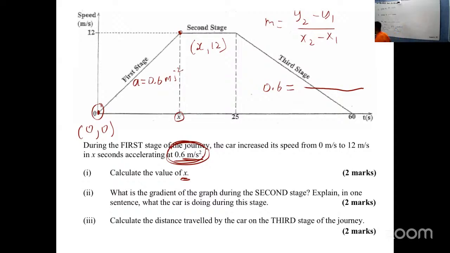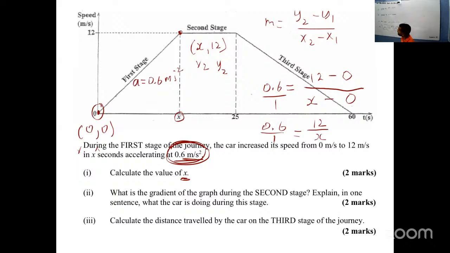Right, so you'll end up with 2 fractions, cross multiply and solve. Remember you have y2 on top here, x2 on top there, and you have x1, y1. So y2 is 12, y1 is 0, x2 is x, and x1 is also 0. So we have 0.6 on 1 is equal to 12 on x.